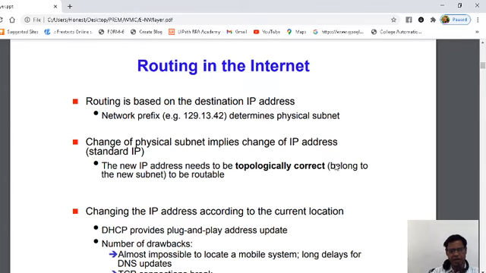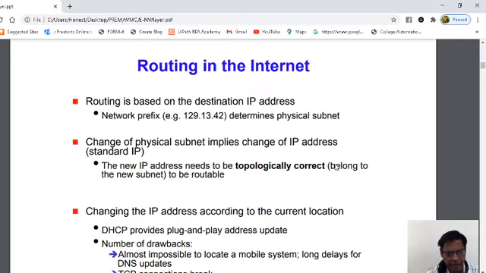In IP addressing we can see destinations like 129.3, 129.0 and so on. The new IP address needs to be topologically correct, so the IP address changes according to the current location. When the physical address changes, the IP address changes to match the current location.